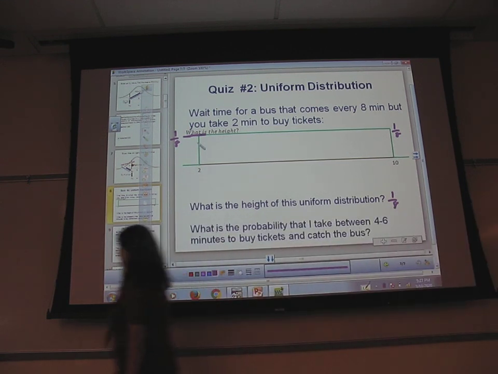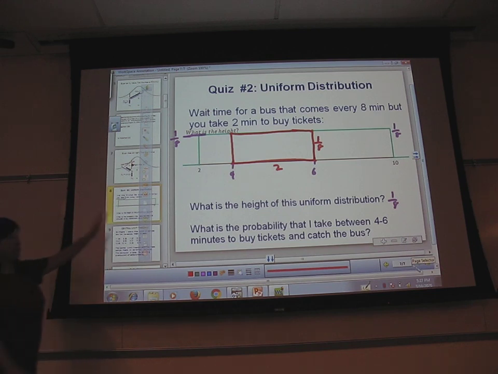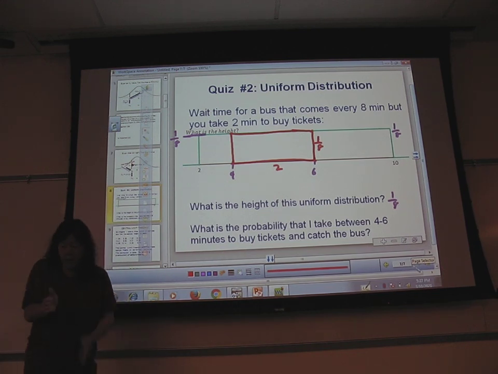What's the probability that it's between 4 and 6 minutes? So 4 minutes, 6 minutes. I don't know, maybe this is 4. This is not to scale. Maybe this is 6. So I need to find the area of this rectangle here. What's the height? 1/8. We found that a second ago. And what's the length of it from 4 to 6? 2. Good. Because remember, it's continuous. So it's just from exactly 4 minutes to exactly 6 minutes.